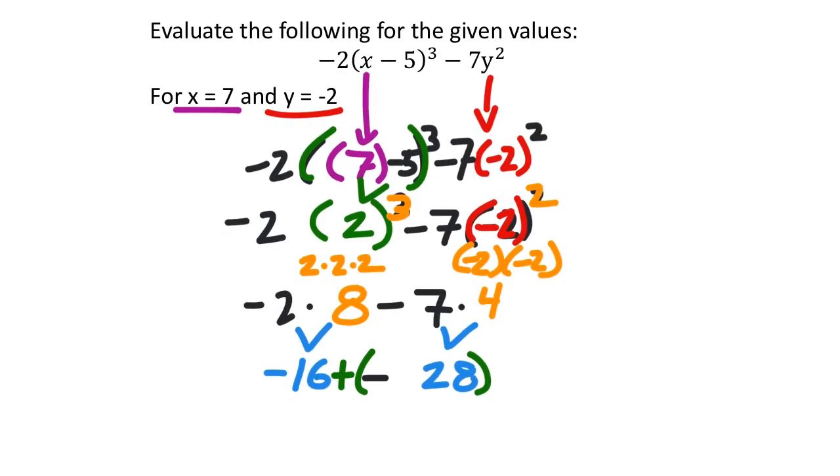So I'm adding 2 negatives, which means that the sum is going to be even more negative. And we're going to take those values, 16 and 28, and we're just going to add them together. 6 plus 8, that should be 14. Carry the 1. 1 plus 1 plus 2, 4.